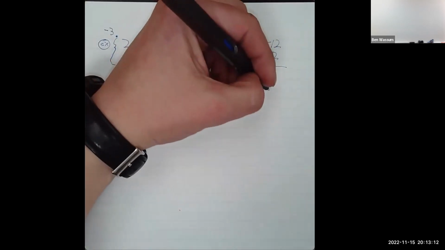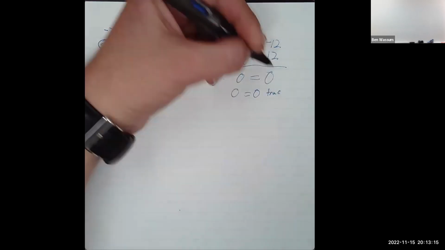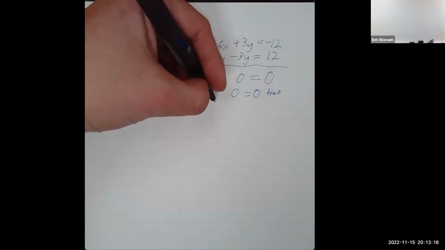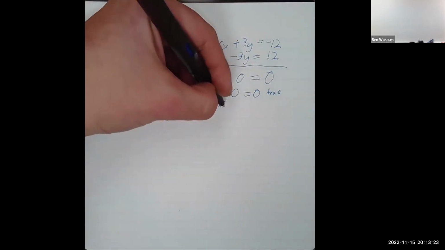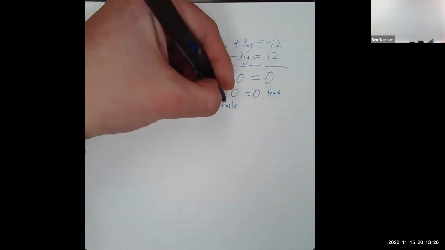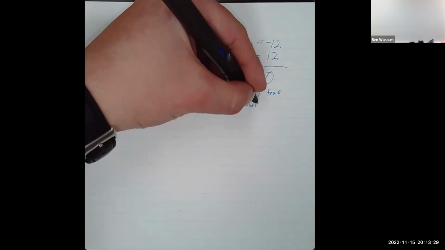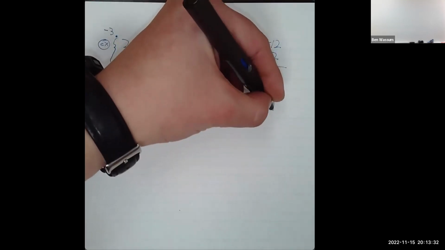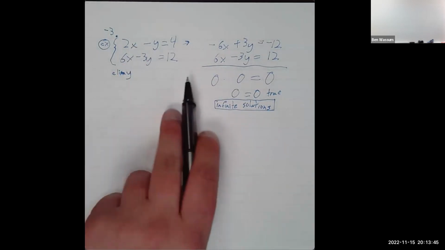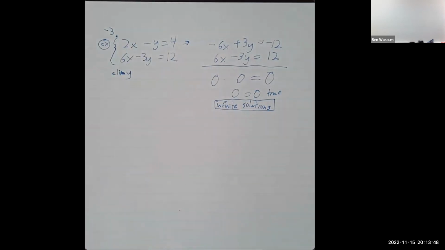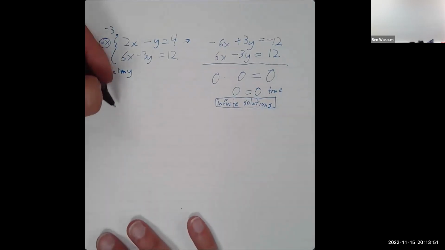If you get a true statement, then that means that you can say infinite solutions. Now, the reason for that is because every single point on either of those lines is the same point on the other one. So the solution to all of these is every single point along that line. That one was a terrible second example.